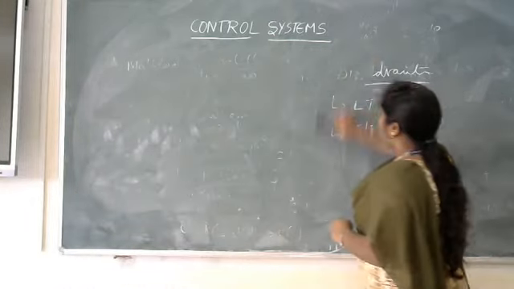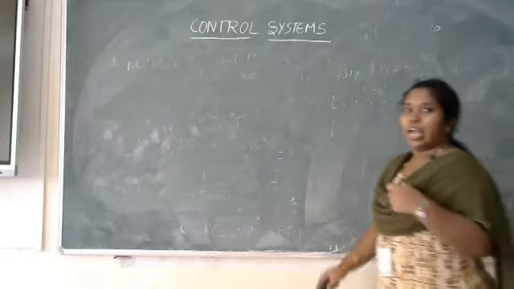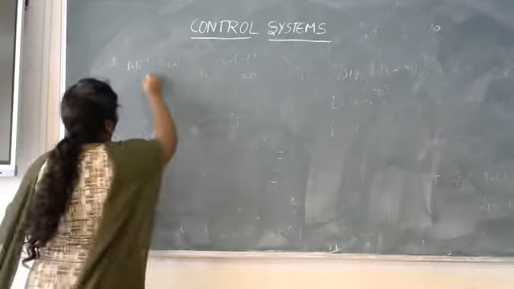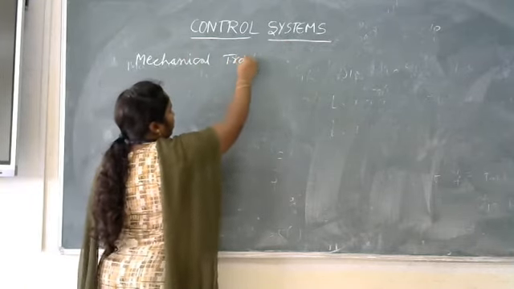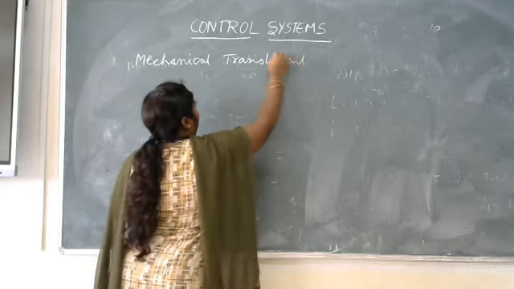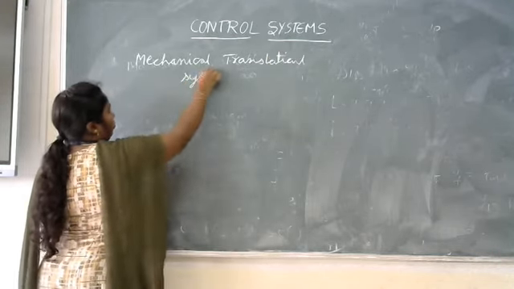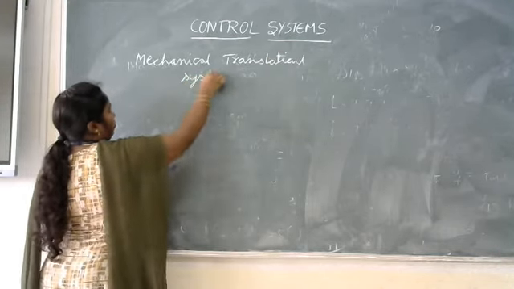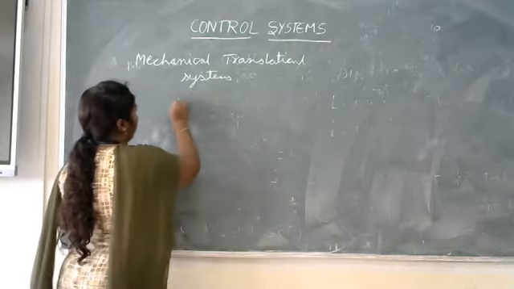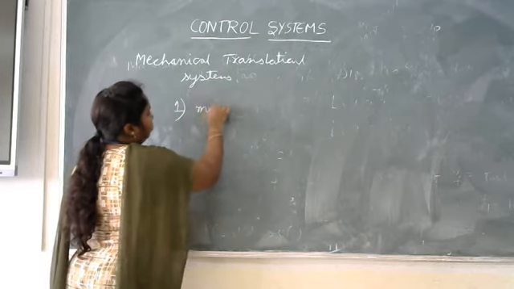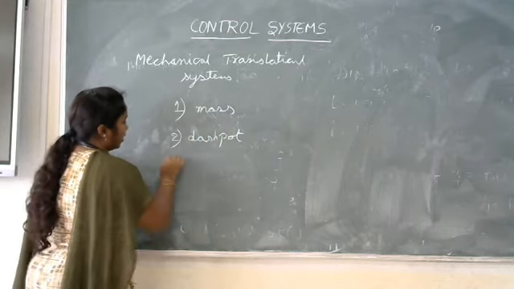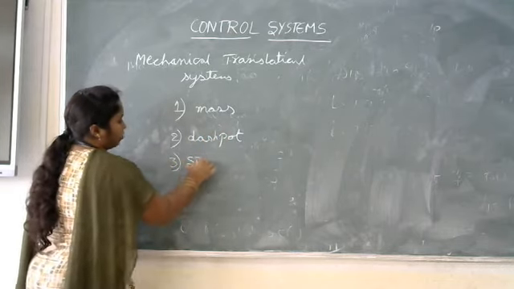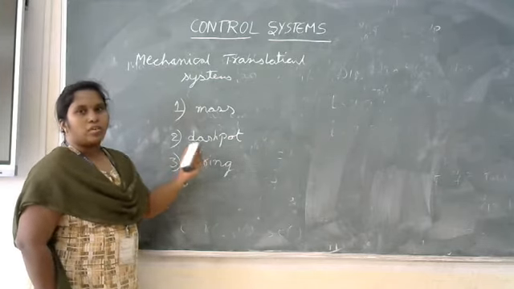What are the elements present in a mechanical translational system and how we can obtain the equation for those elements? The first one is mechanical translational systems. Here you have to remember there exist three elements in the mechanical translational systems. The first one is a mass element, the second one is a dashpot or damper element, and the third one is a spring.